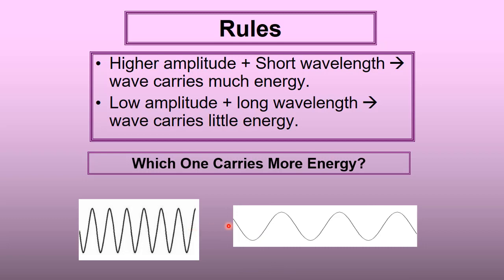So look at this figure. In this figure, these are high amplitude and the wavelength is short. The distance between two crests is very small. But in this wave, there is a large distance between two consecutive crests. It means the wavelength is long and the amplitude is low. So, which wave carries much energy? Yes, this one wave. This wave carries much energy. I hope you understand it.